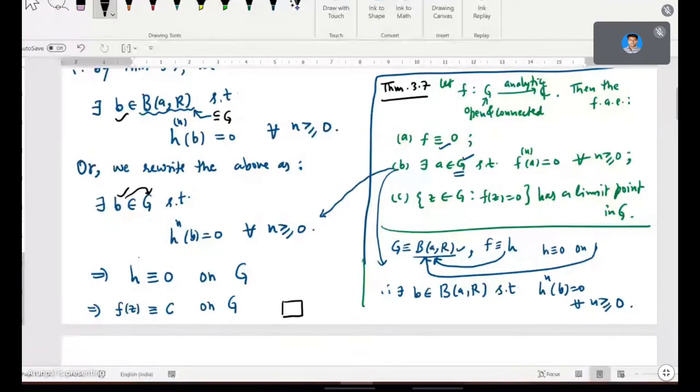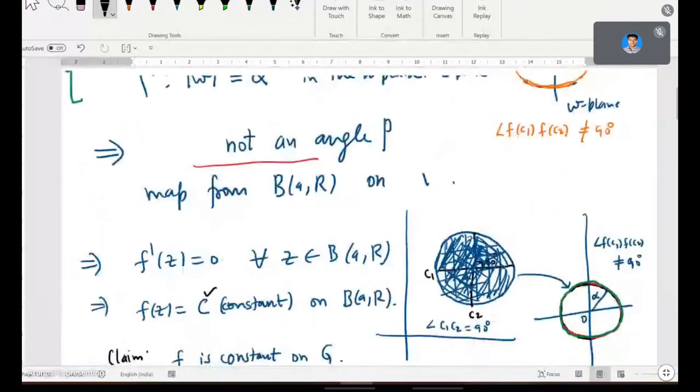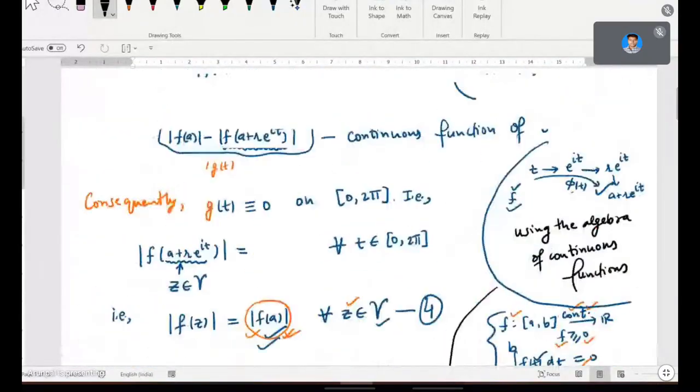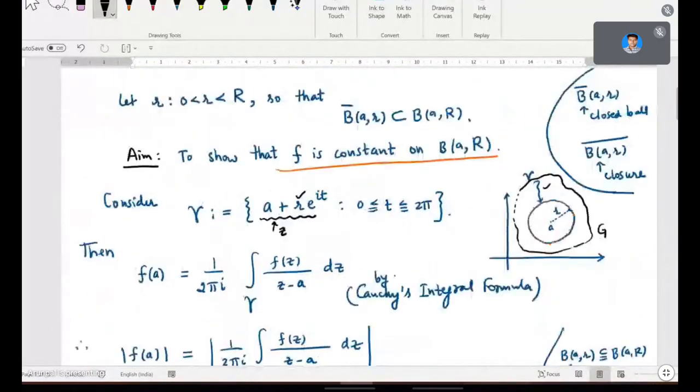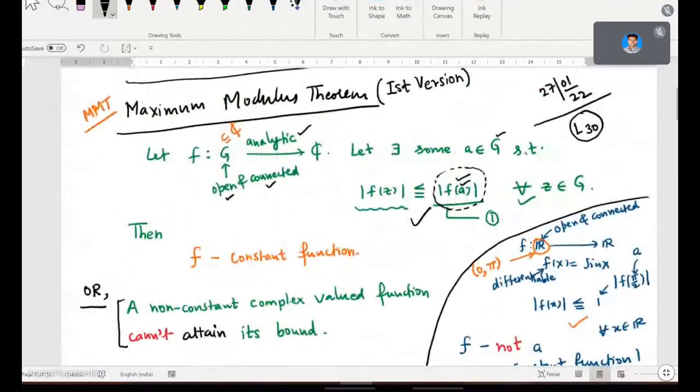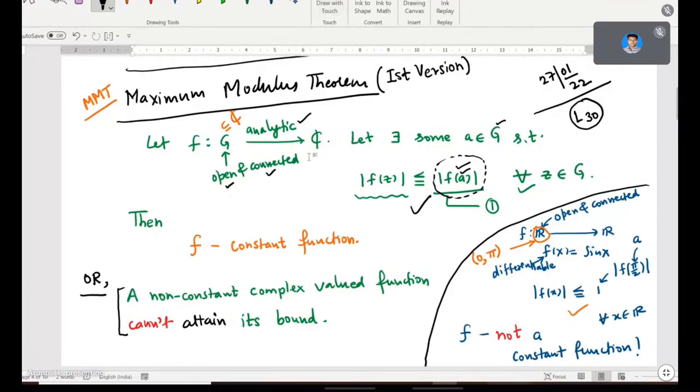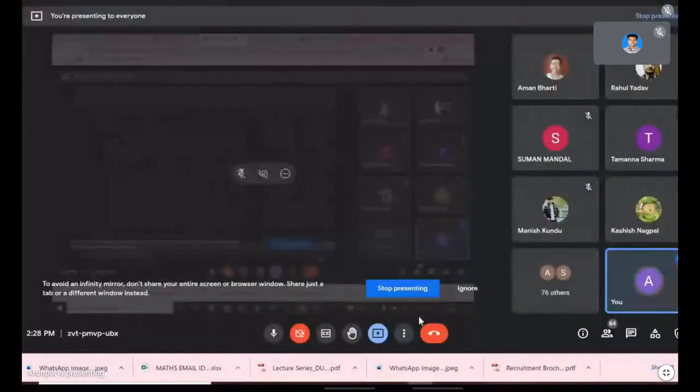Right, class? So class, I think we should stop over here. Today I have given you this very amazing result, what is called the maximum modulus theorem, which says that if we have an analytic function defined on an open and connected set, and suppose the function is bounded and attains its bound, then there is no choice for the function but to be a constant function. Okay, let's stop over here, class.